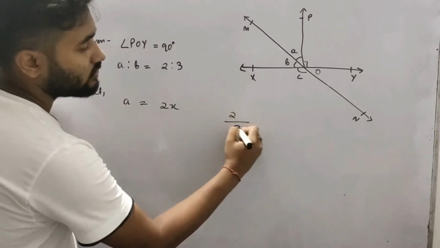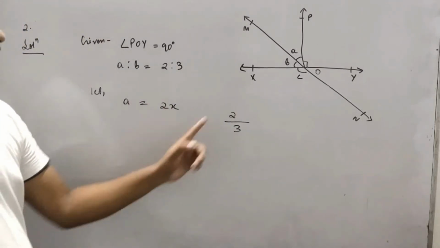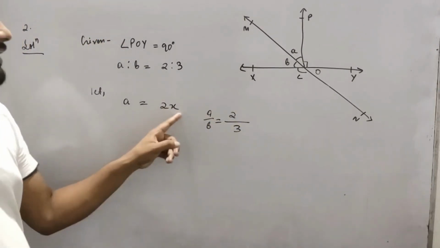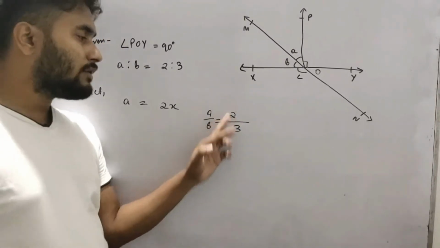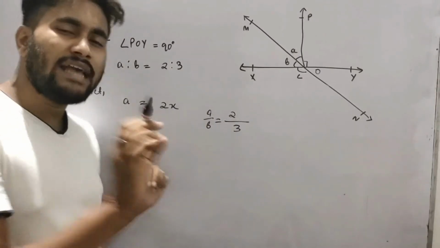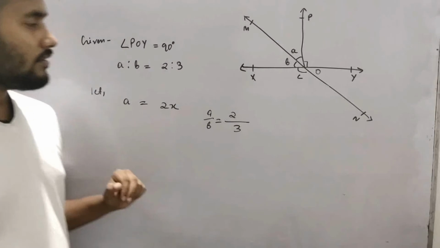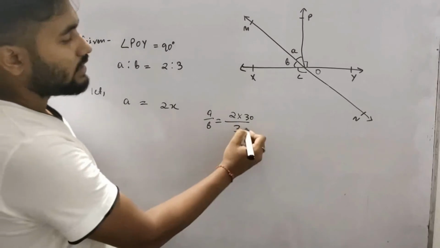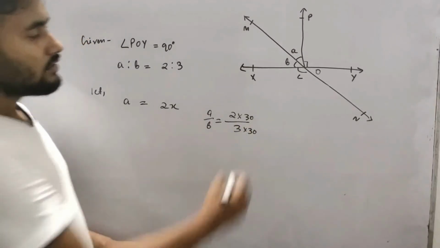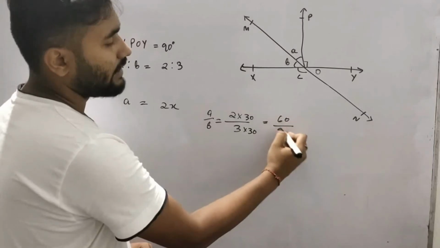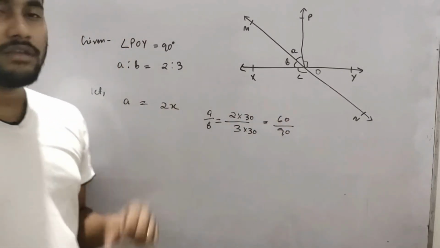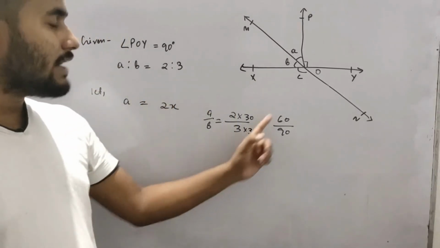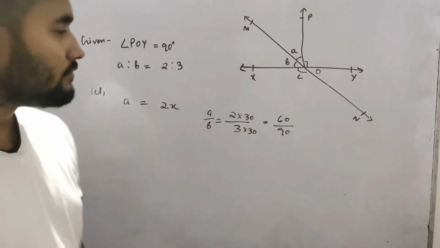See, 2 by 3. 2 is to 3 means 2 by 3. That means A by B is equal to 2 by 3. Why have I written this x? A by B is equal to 2 by 3, but your A is not exactly equal to 2. It can be anything, say 30 degrees. If I multiply 30 in the numerator and also in the denominator, it becomes 60 by 90. Then also it is 2 by 3. You learned this in lower classes as equivalent fractions.